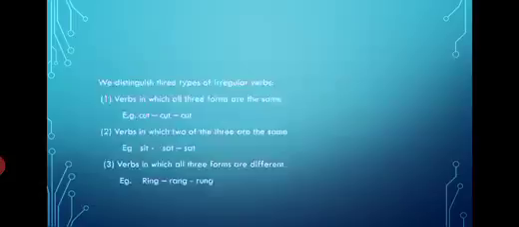All those are type 1. The second type is verbs in which two of the three are the same. See here, in the second type, the first form is different from the second and third forms. Sit, sat, sat. And the third type is verbs in which all three forms are different. One does not have a relation with another, like the first and second above. See, ring, rang, rung.